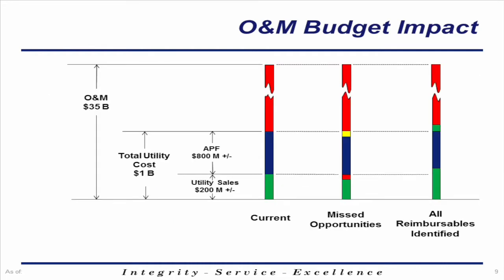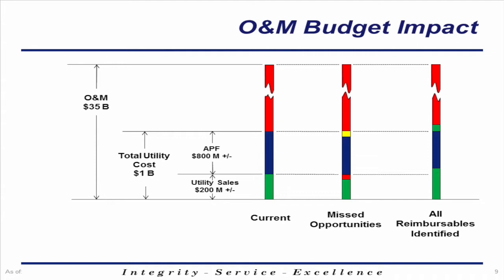This shows the annual Air Force utility costs as part of the Air Force O&M budget, and how the revenue from the utility sales impact the entire O&M budget. Now, the O&M budget is approximately $35 billion. And what you can see here in the green is the utility sales revenue. In the blue, you see the appropriated funds, which are used to pay for utility costs. And in the red, it's the remainder of the annual O&M budget.